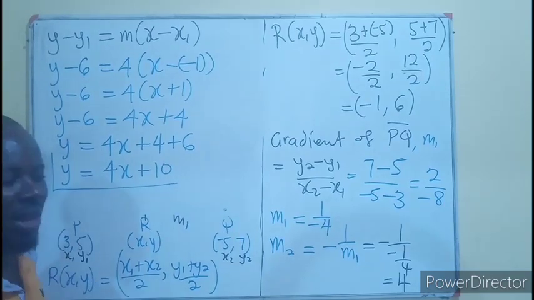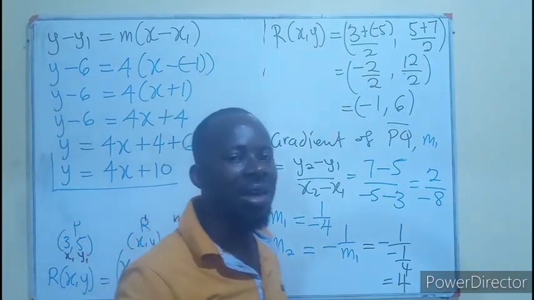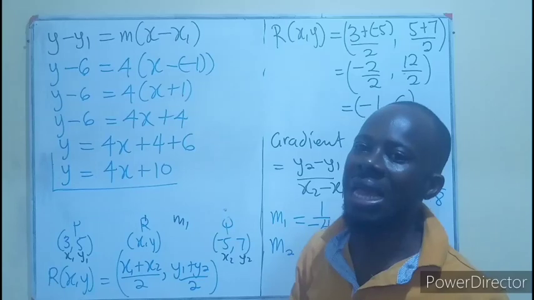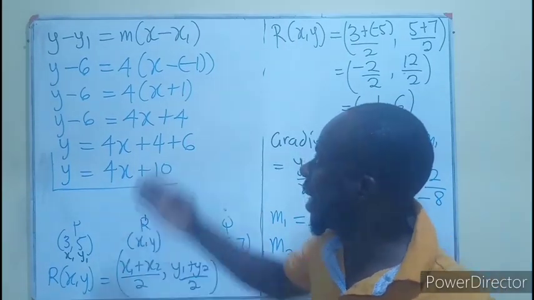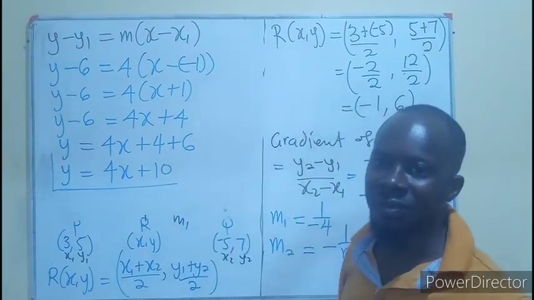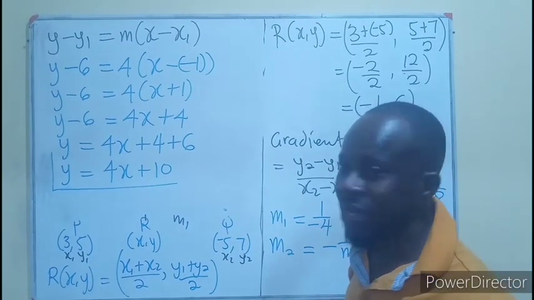Before we can find the equation, we know we need the gradient and the point through which the line is passing. That is what we did. I believe the explanation is okay.